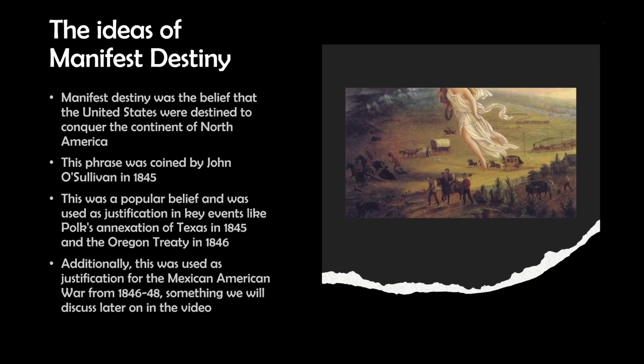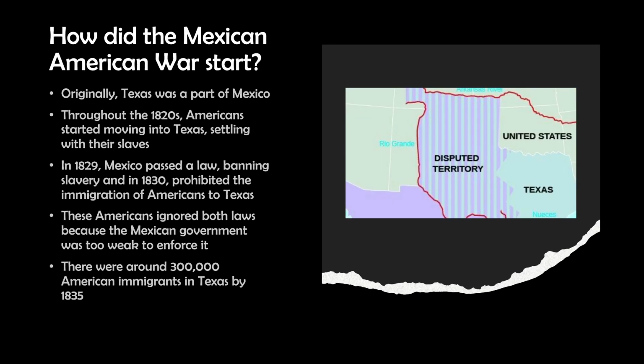Okay, we're going to start off by defining manifest destiny. Manifest destiny was the belief that the United States was destined to conquer the continent of North America and also the Pacific Ocean. This phrase was coined by John O'Sullivan, who I believe was a journalist, in 1845, and it was a popular belief used as justification in key events like Polk's annexation of Texas in 1845 and the Oregon Treaty in 1846. Additionally, it would be used as a justification for the Mexican-American War from 1846 to 48. This will be discussed later on in the video.